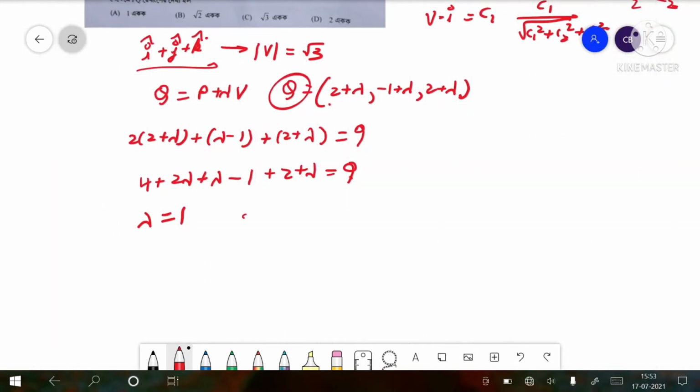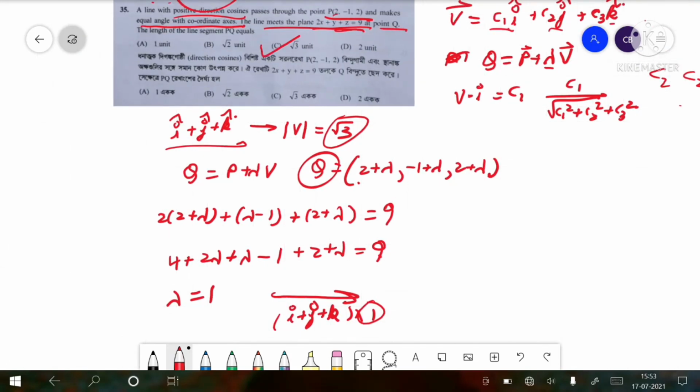Therefore the additional vector that has to be added is i plus j plus k times 1. Now remember this is not a unit vector, so the length is root 3 times lambda, so that will be root 3 units.